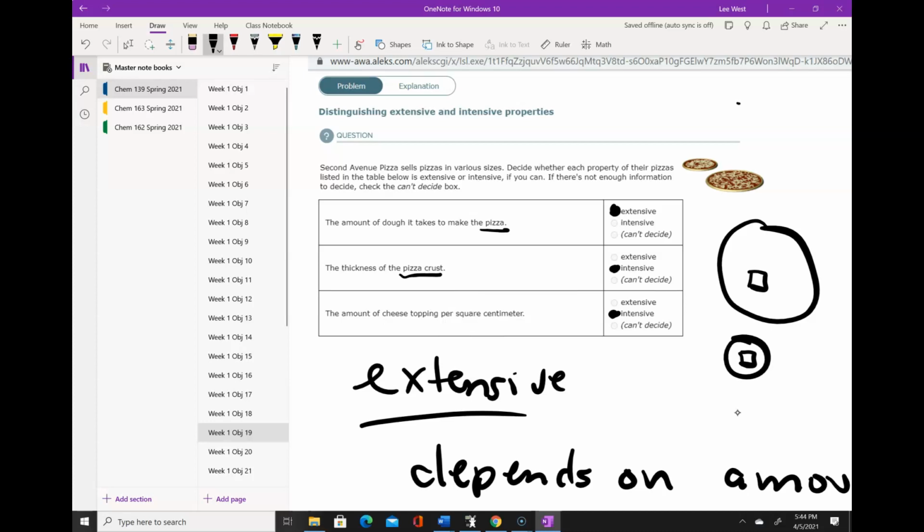Now this is a good point. In general, when it's like per amount, it's intensive. Okay? If you see that, always be thinking that it's probably going to be intensive.